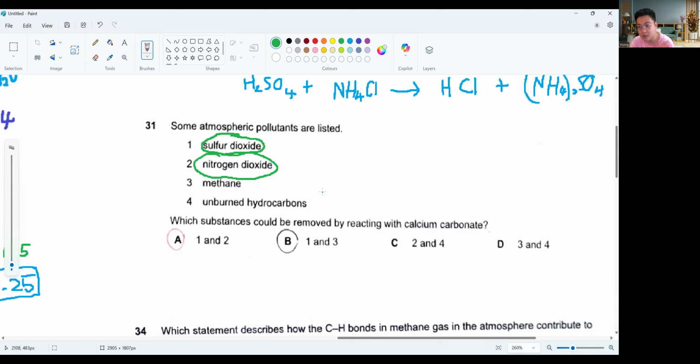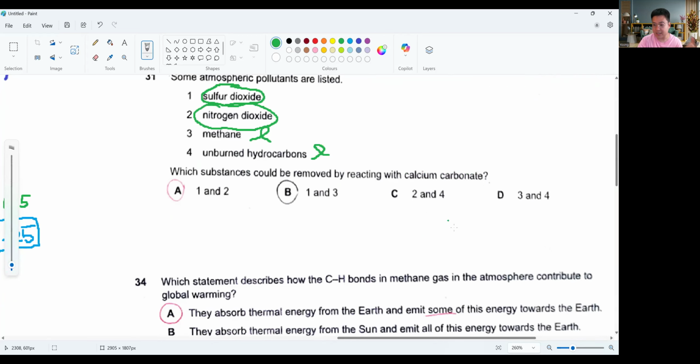Yes, or you can do the elimination method. Methane definitely cannot react with calcium carbonate because methane is in the hydrocarbon chapter. There's only one or two reactions it can do, and definitely it is not with calcium carbonate. Number two, unburned hydrocarbons. Again, we have never learned in any place that hydrocarbons can react with calcium carbonate. The elimination method also can help us find the answer.